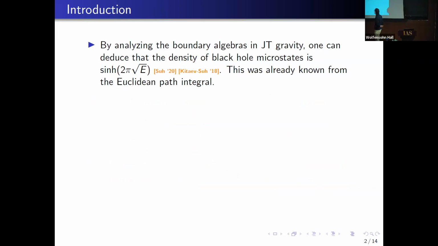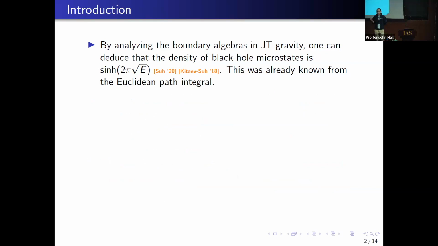So by doing a purely Lorentzian analysis, where one analyzes the algebra of dressed operators in JT gravity with matter, one can deduce that the density of the black hole microstates takes this familiar form, sinh of 2 pi times the square root of the energy. This Lorentzian analysis was done in a paper by Josephine Su in 2020.